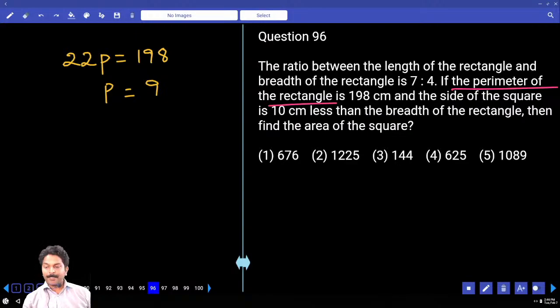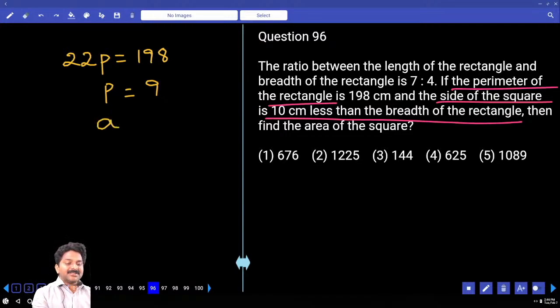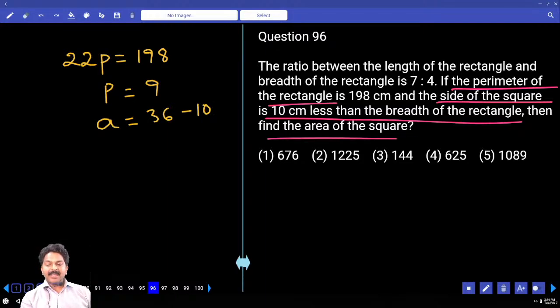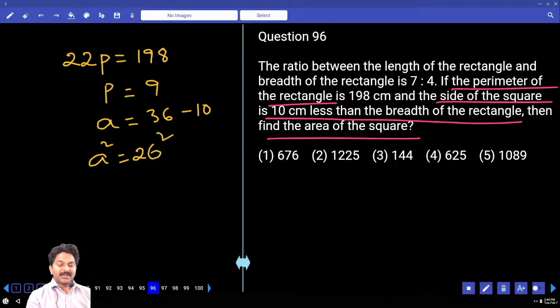The side of the square is 10 centimeters less than the breadth of the rectangle. How many parts of breadth do we have? 4 parts. 4 into 9, 36. Then the side of the square is 10 less than 36, which is 26. Then the area of the square is 26 square, 676.